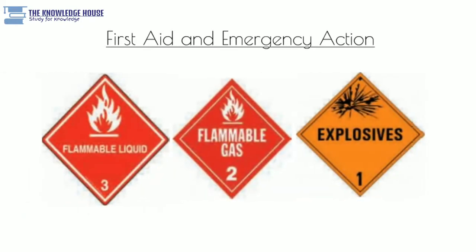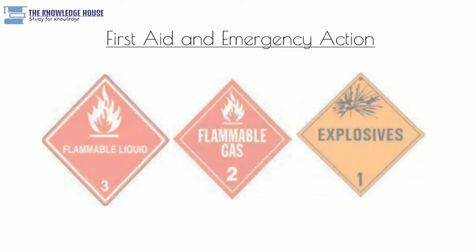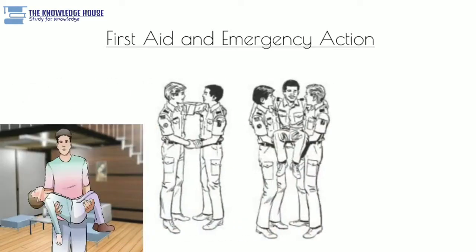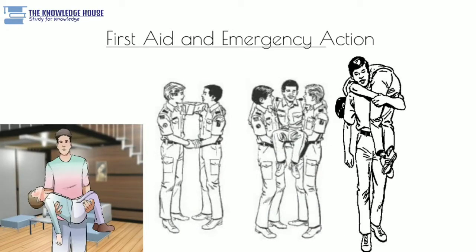Some symbols given beside are seen used around us. Those symbols cannot be ignored. Such symbols are useful to avoid the mishaps. In emergency condition, various transportation methods like cradle method, carrying on back, carrying on two hands are to be followed. Those methods depend upon the condition of victim.